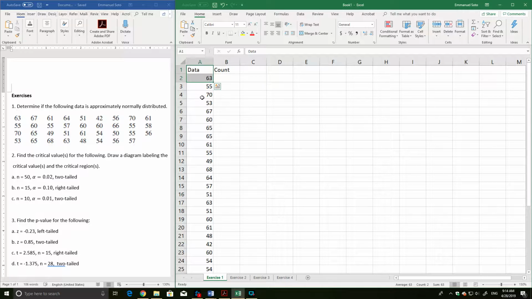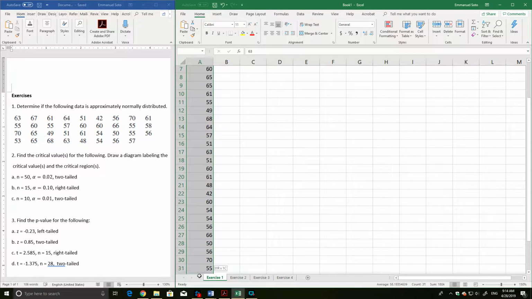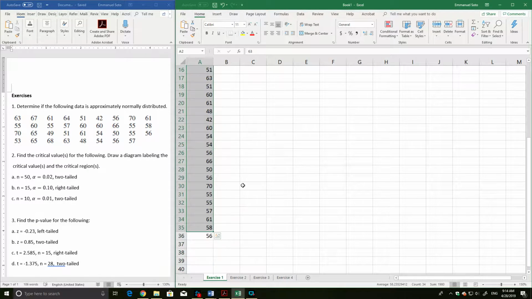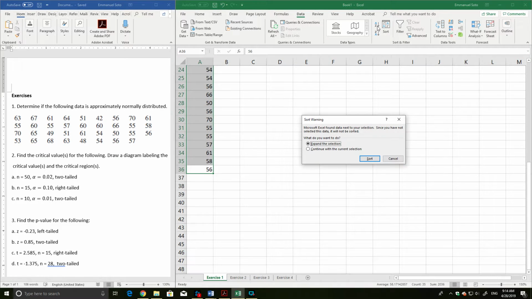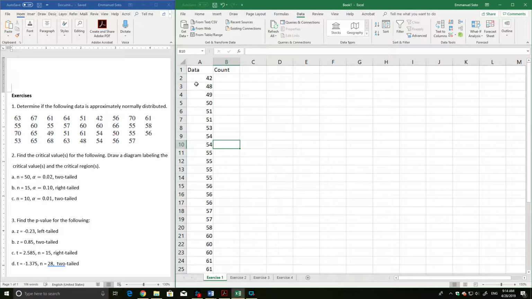Okay, so before I even start the count, in the first column, you want to highlight all of your data. Then you want to sort the data in order from smallest to largest. So highlight all of your data, go to the data tab here, and go to sort. Sort from smallest to largest, continue with the current selection, and then sort your data. You want to do this step before you go any farther, so that way your quantile plot is correctly displayed.